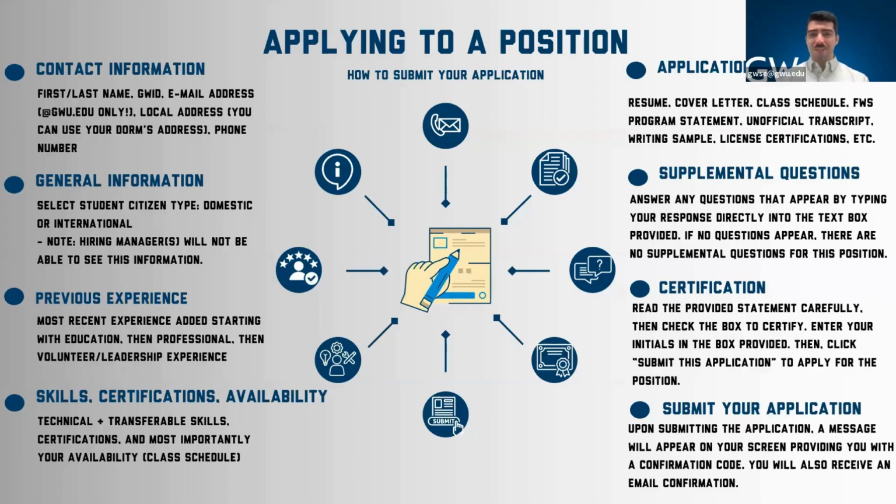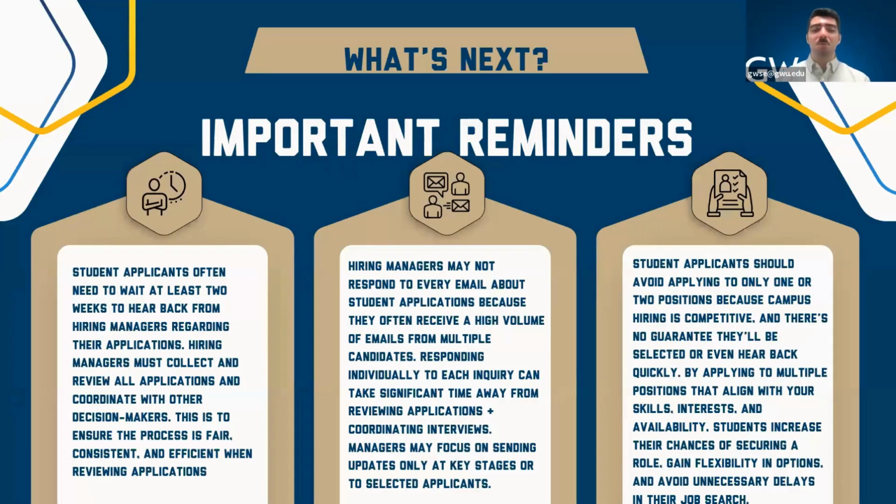Now, you're probably wondering what's next, but I just want to go over a couple of important reminders. This is for students primarily. Student applicants often need to wait at least 2 weeks to hear back from hiring managers regarding their applications. So this is in regards to whether they are interested in your application, have they reviewed your application, and so forth. Hiring managers must collect and review all applications and coordinate with other decision makers. This is to ensure the process is fair, consistent, and efficient when reviewing applications.